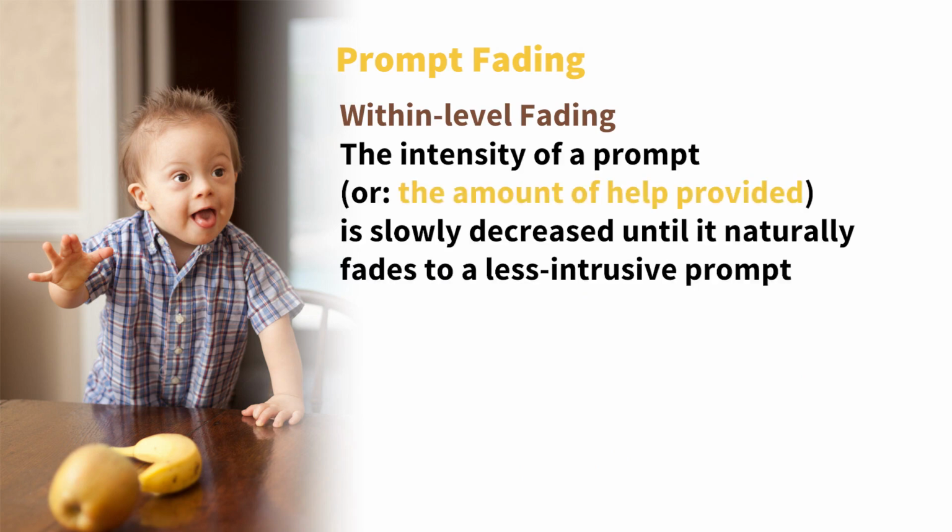When using within-level fading, the intensity of a prompt, or the amount of help provided, is slowly decreased until it naturally fades to a less intrusive prompt. For example, when teaching a client to clap, a full physical prompt may initially be required. While still using a full physical prompt, gradually decrease the amount of pressure applied, bringing the client's hands together.